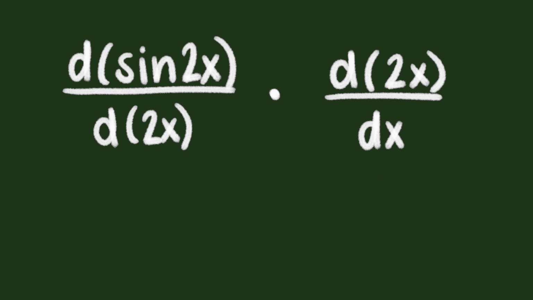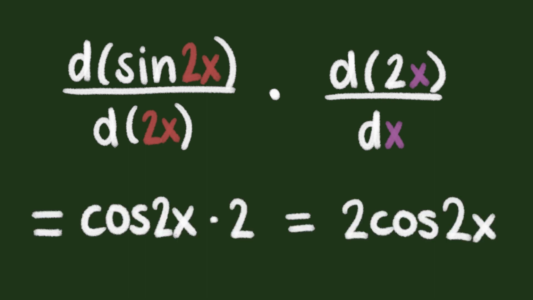Leaving this unsimplified is actually going to get you somewhere. As you can see, the variables all agree with each other and you can rewrite this as cosine 2x times 2, which just equals 2 cosine 2x.